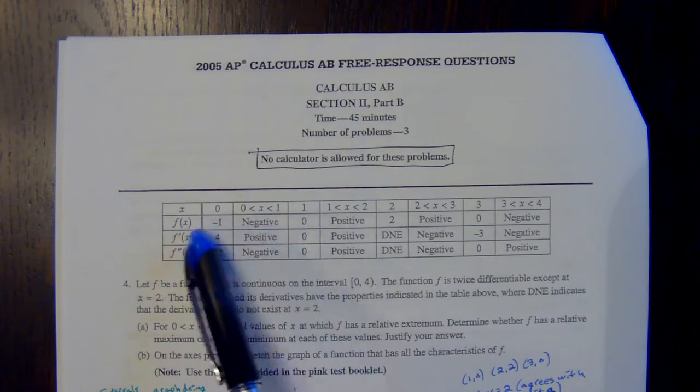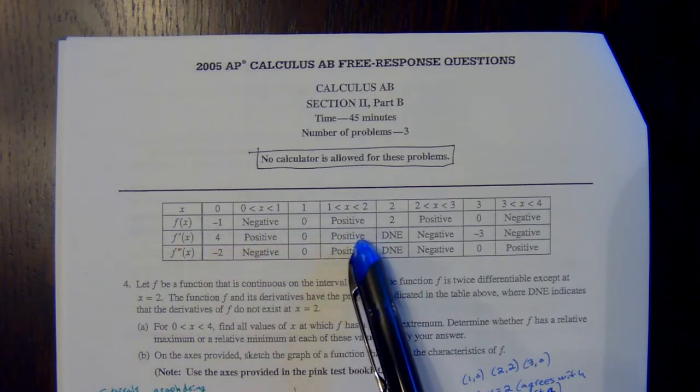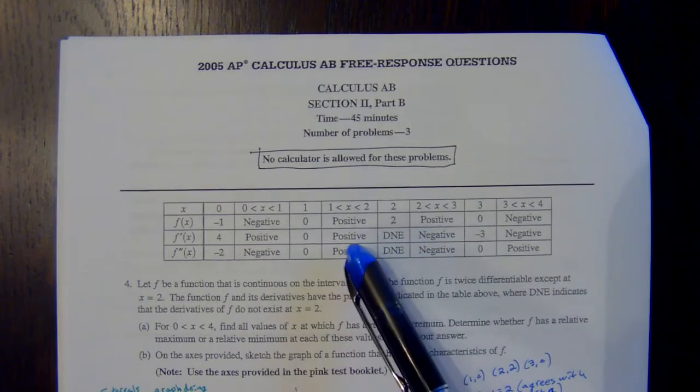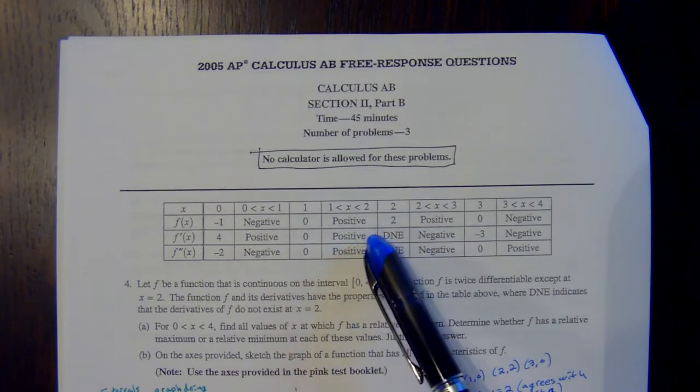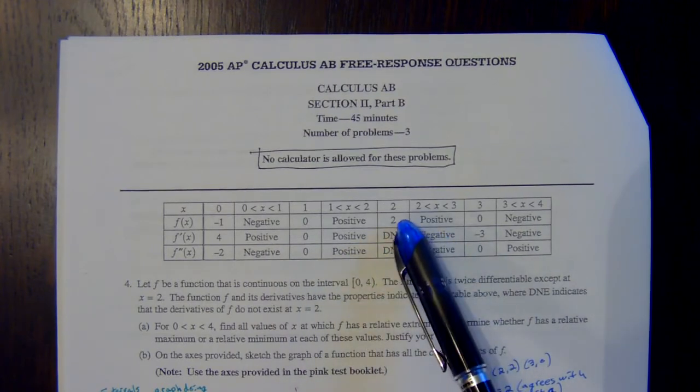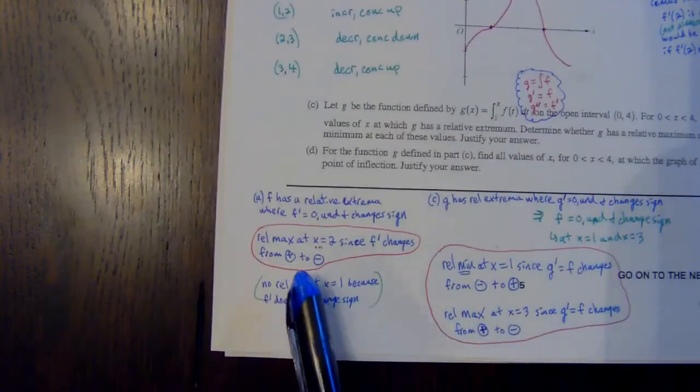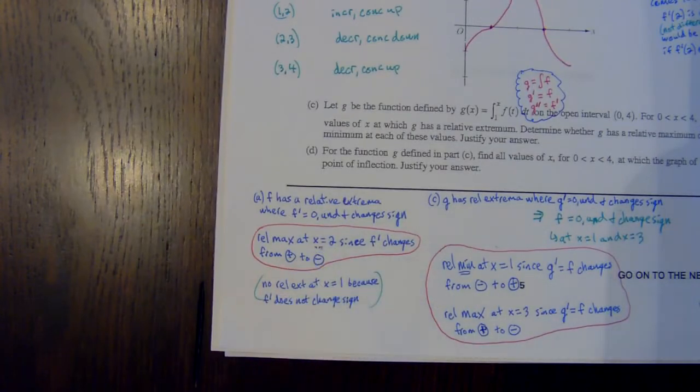Now, this is your y row. This is like your y prime, y double prime row right here. So your f prime changes from positive to negative. If we did our arrows from before, that means your function went from increasing to decreasing. So at x equals 2, that would be a relative max. So I wrote down relative max at x equals 2 since the f prime changes from positive to negative.